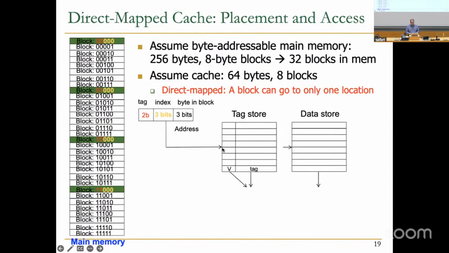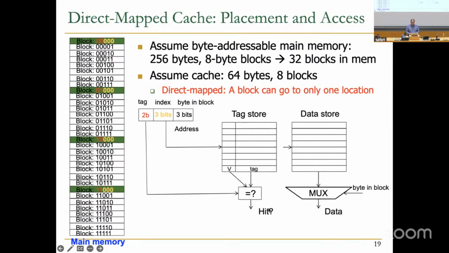When you send an address, you index your tag store and your data store. In the tag store, you check if it is valid. If it is valid, then you fetch the tag stored in that specific location that you pointed out using that index. You compare that tag with the tag you have in your address. And if they are equal, then you have a hit.